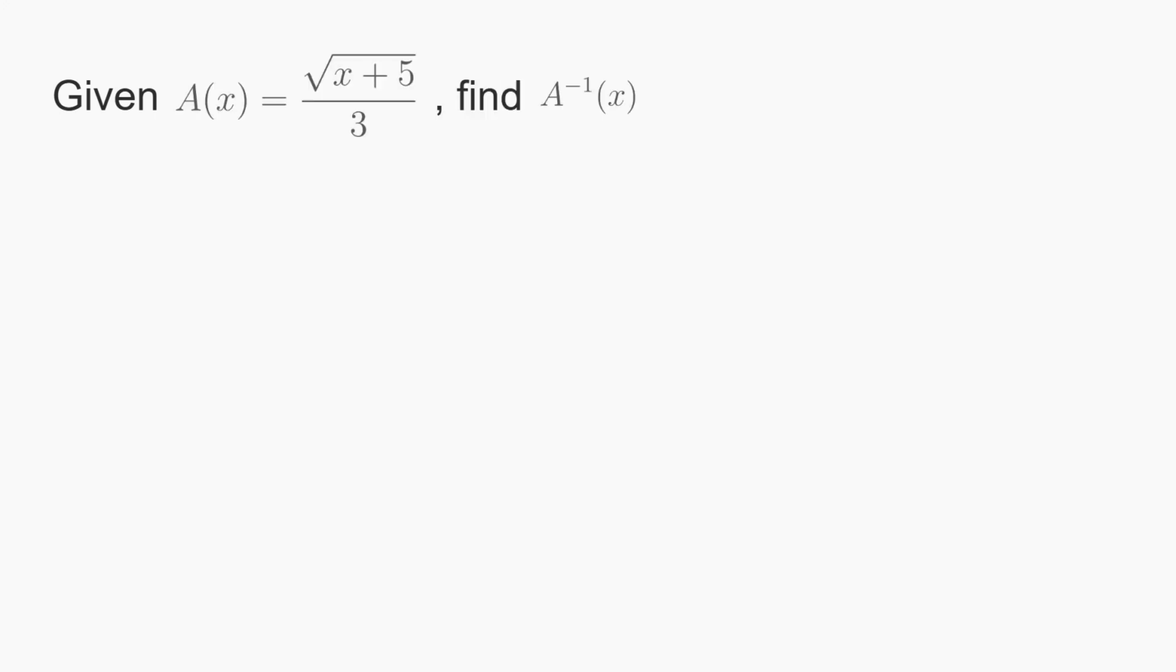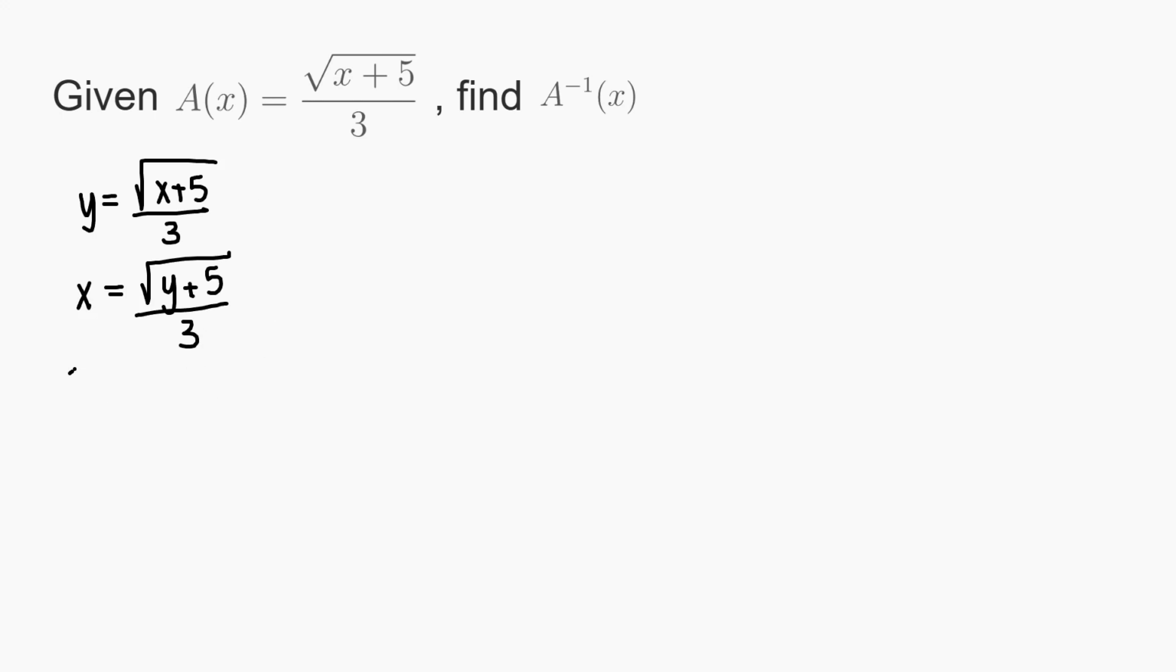Now we have a of x is equal to the square root of x plus 5, all divided by 3. Our first step is to make a of x equal to y. So let's do that now. And now we swap the x's and y's. We get x equals square root of y plus 5 divided by 3. Now, we're going to want to solve for y.